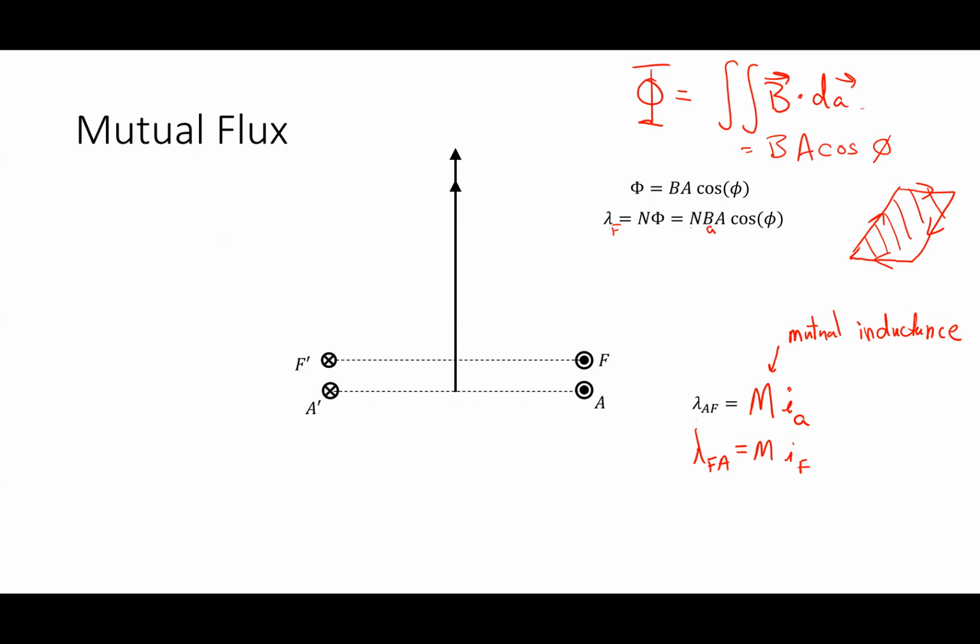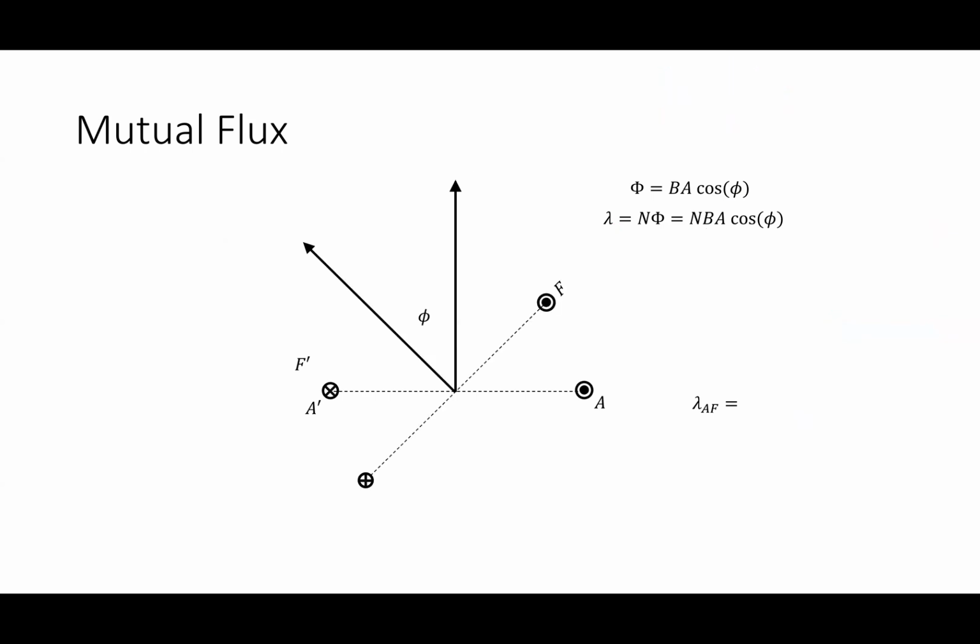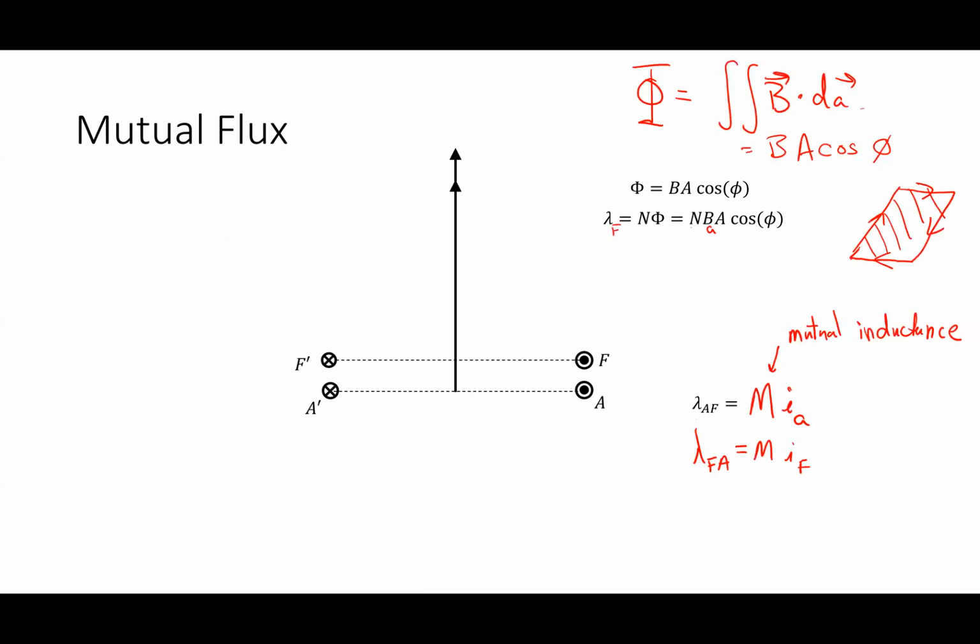Okay. What happens if I did this? All right, so now I've turned F, and in the picture here, the phi is equal to 45 degrees. What would I have then? How would I write that? So here I said it was M times IA. And that's the peak value of the flux I could ever have through F from A.